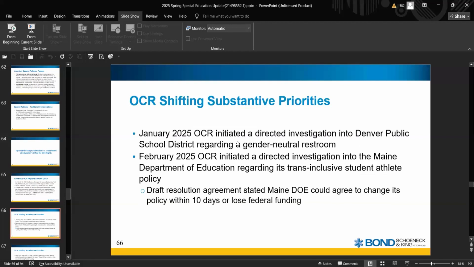January 2025, and almost immediately following the inauguration, there was an announcement that OCR would be investigating Denver public schools regarding gender neutral bathrooms. So this is probably something you've seen in the news, but this is now the new focus for this generation of OCR. They're very focused on enforcing Title IX, the sex discrimination statute, in a manner to restrict the rights of transgender students. That's one of their major policy agendas.